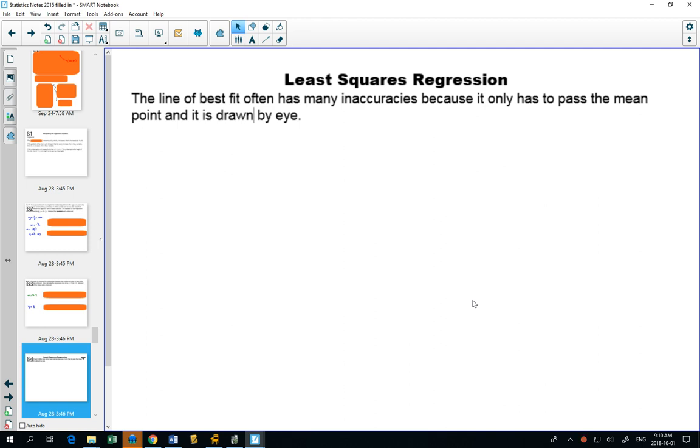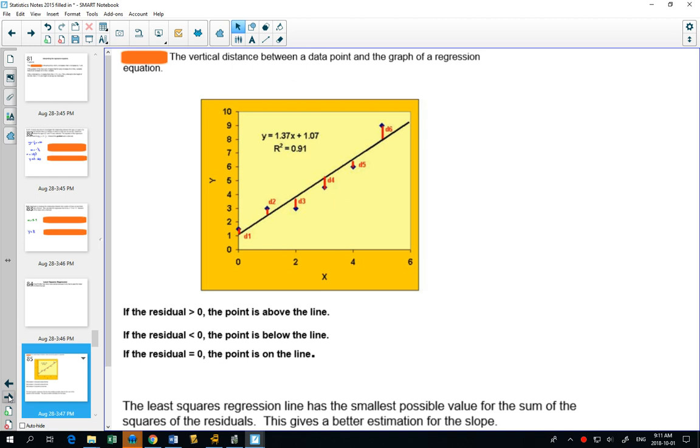So you want the line that goes as close to all the points as possible. What would that look like? And that's where we're going to today, on how to use our calculator to find that. The idea looks like this.